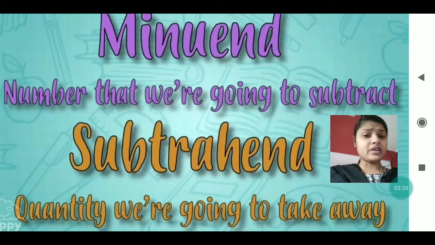Whereas subtrahend means the quantity we are going to take away from the minuend. When we subtract a number from the minuend, that is called the subtrahend. To keep it simple, the bigger number is called the minuend, and the smaller number which we subtract from the bigger number is the subtrahend.